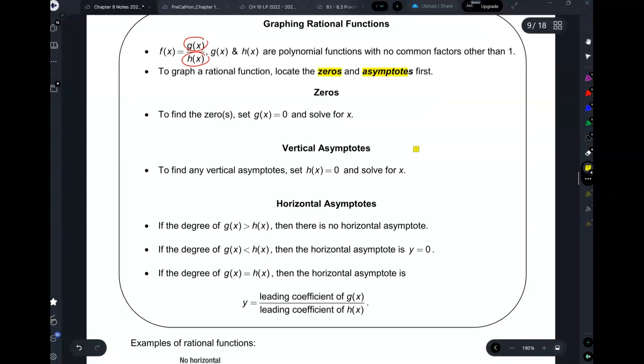Okay, so how do we find zeros then? To find the zeros, you have to set the numerator equal to 0. For the vertical asymptotes, you have to set the denominator equal to 0.